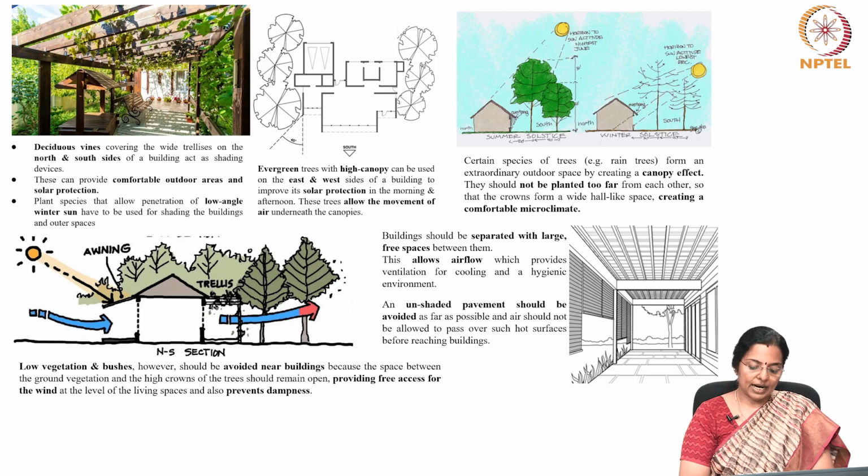Low vegetation and bushes, however, should be avoided near the buildings because the space between the ground vegetation and the high crown of the trees should remain open, providing free access for the wind at the level of the living spaces and also preventing dampness.